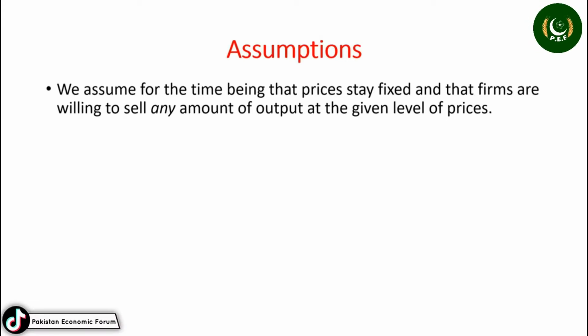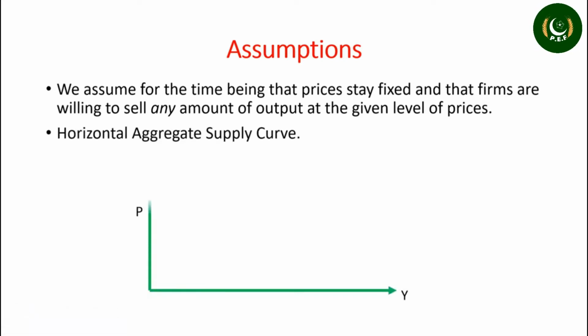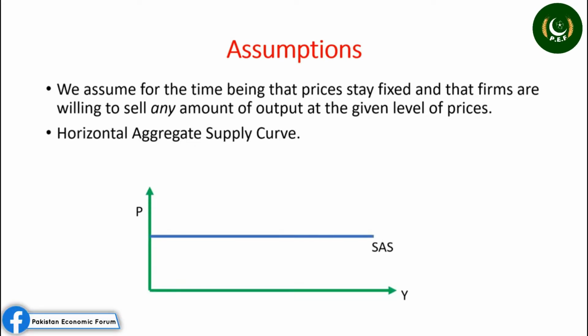The central specification is that we assume for the time being that prices do not change at all. The firms are willing to sell any amount of output at given level of prices. Thus, the aggregate supply curve is assumed to be entirely flat. The basis of this assumption is that in Great Depression, when there was too much overproduction, the prices were too low, but the purchasing power was absent.